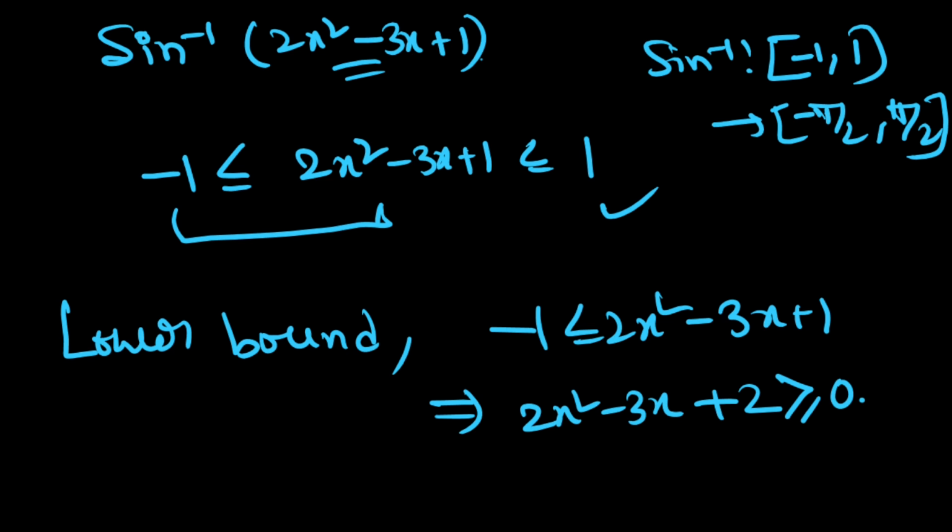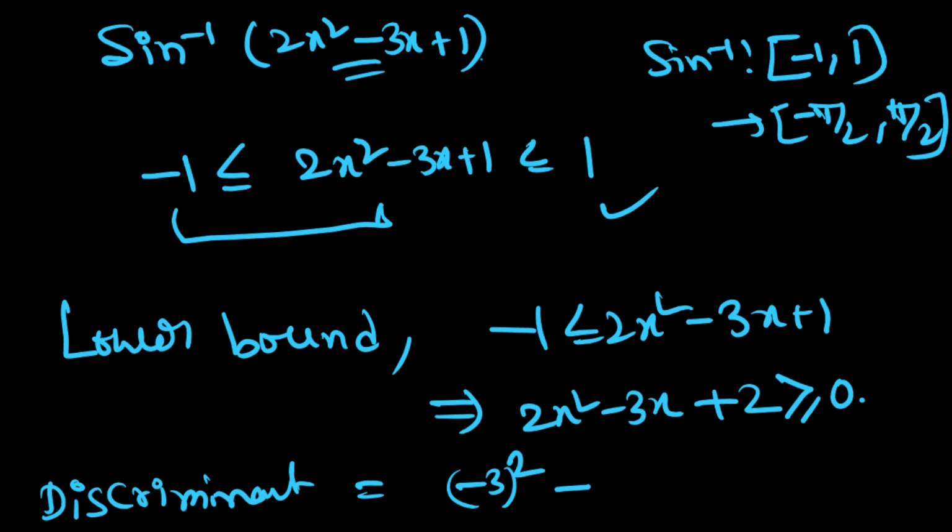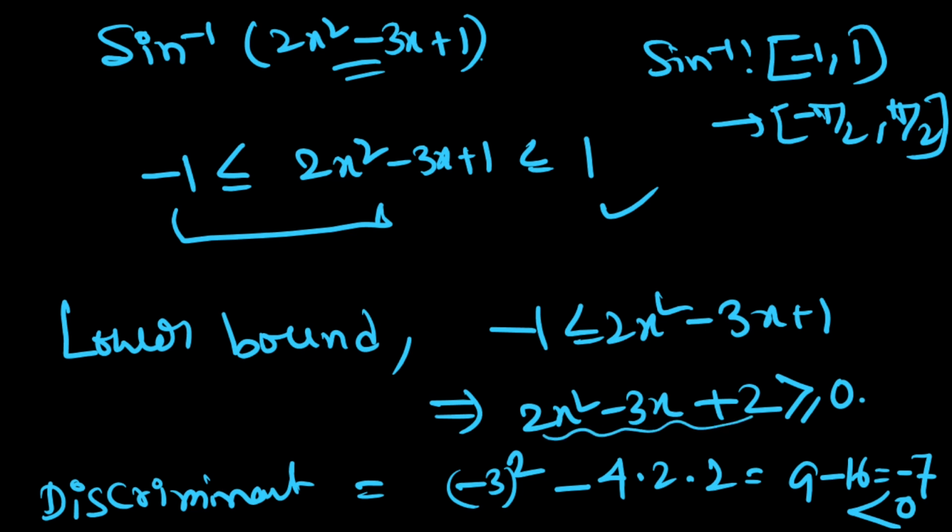So when this is the quadratic term and this is greater than or equal to 0, then we see the discriminant. Discriminant is equal to b square minus 4ac, that is equal to 9 minus 16, which is equal to minus 7, strictly less than 0. That means this term is strictly greater than 0. That means 2x square minus 3x plus 2 is strictly greater than 0.